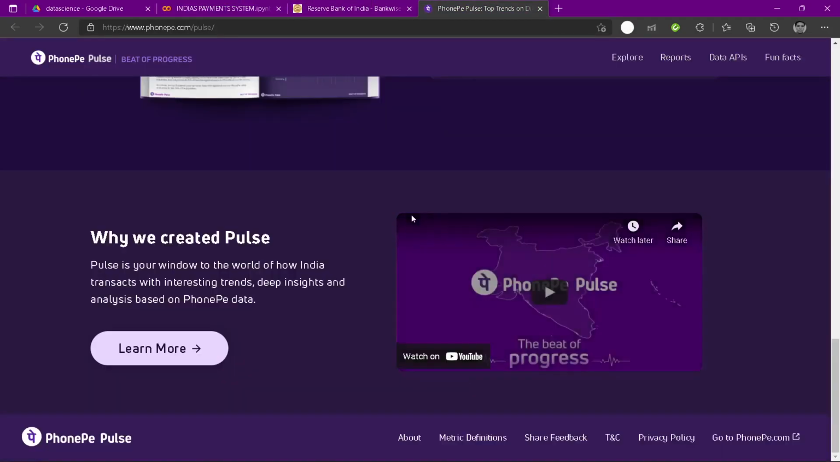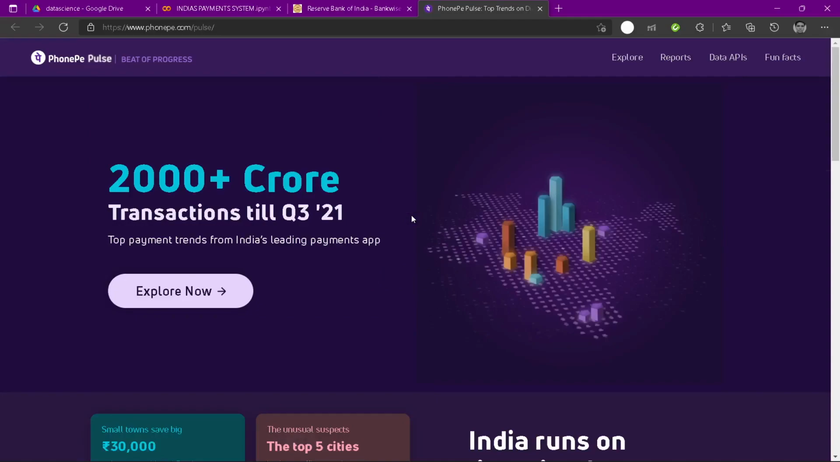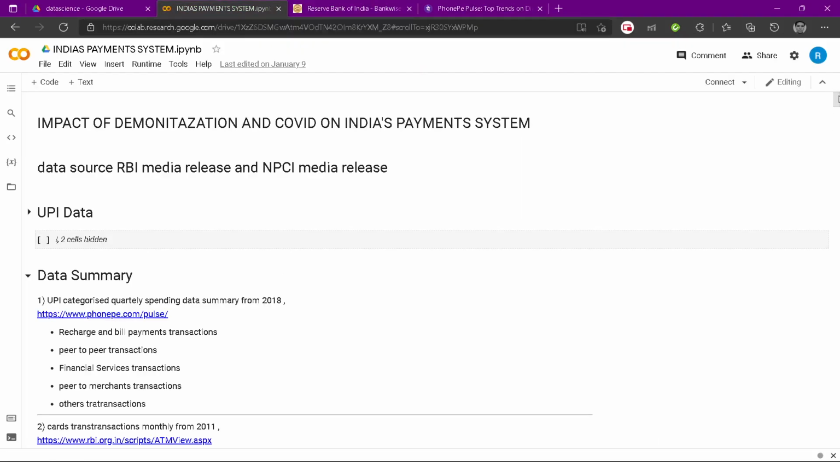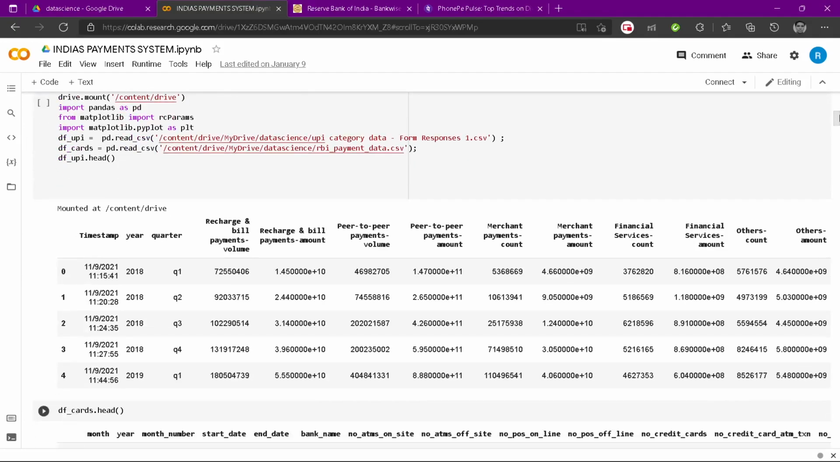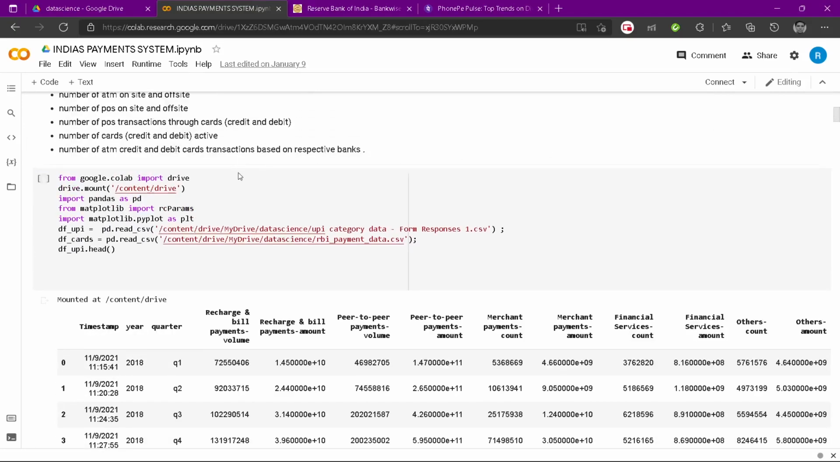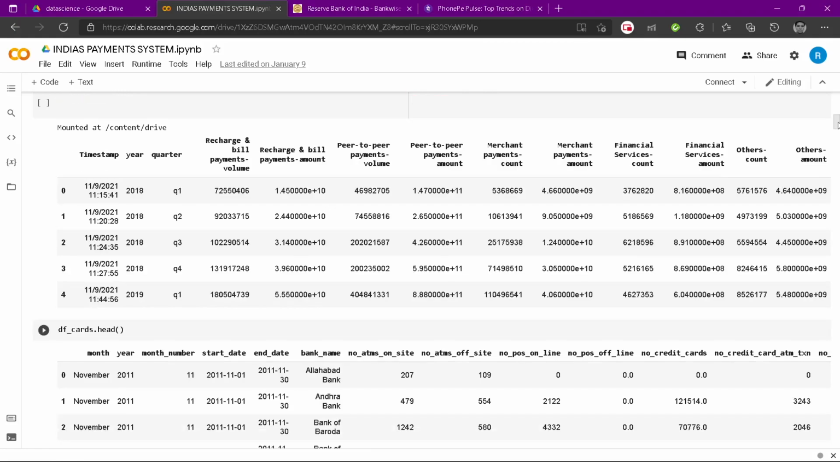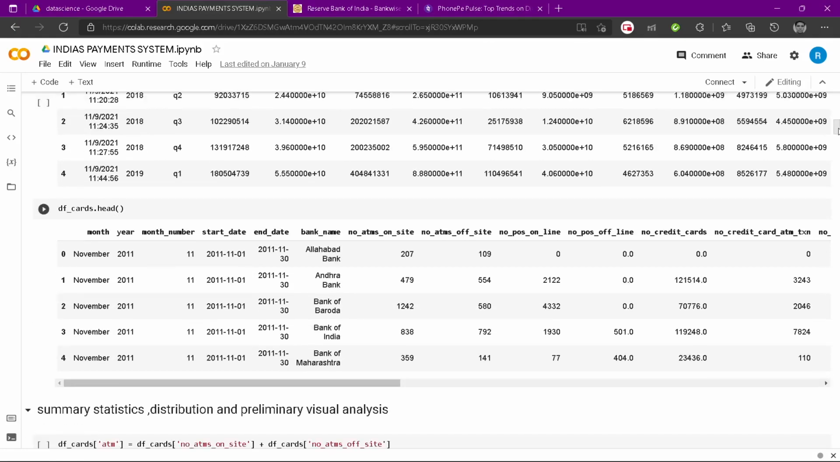PhonePe Pulse has released a website where they release their data quarterly. The second website is the Reserve Bank of India, where we get the data on ATM, POS and cards spending statistics. After getting the data sources, we scraped the data from those two websites. Since the data had already been modeled, we didn't have to clean it much.